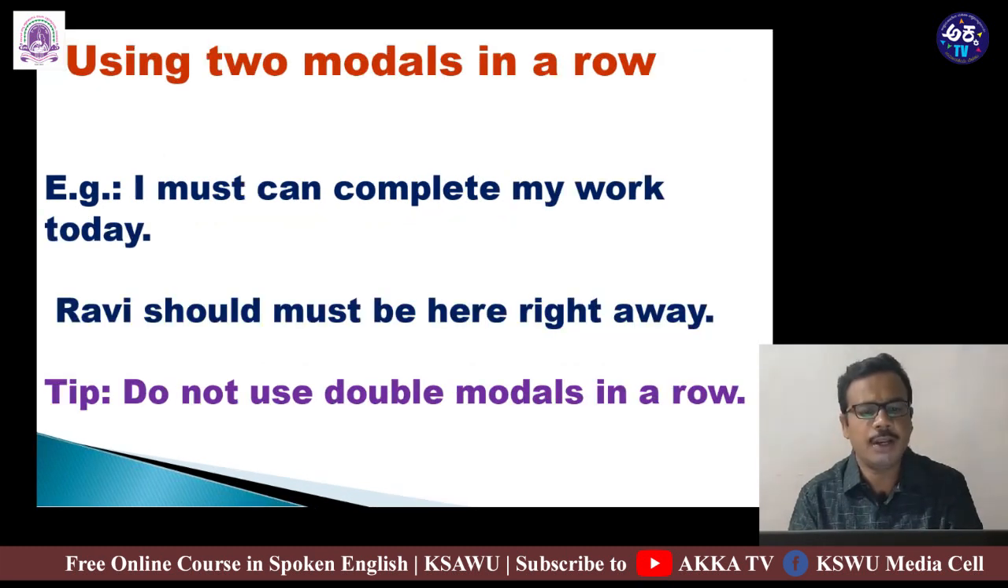And then using two modals in a row. Continuously using two modals is not practiced in English. It is against the usage of modals in English, right? Here is an example. I must can complete my work today. No, you can say I can complete my work today, or you can say I must complete my work today. In I must complete my work today, it is an obligation. I can complete my work today, it can be possibility or ability. But you can't use both the modals together. You can use either I can complete my work today, or I must complete my work today. You cannot use two modals together.